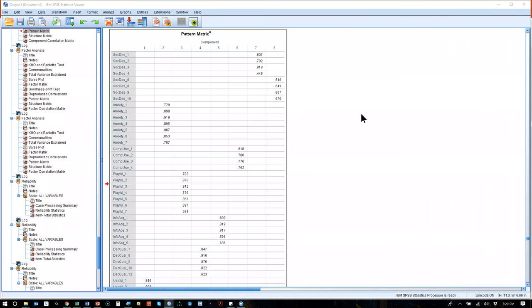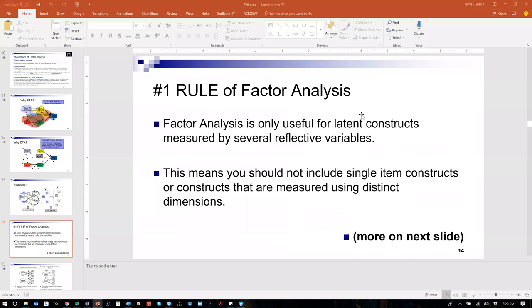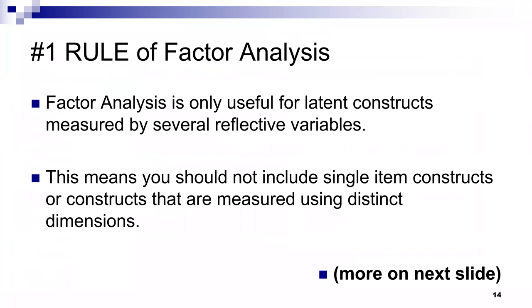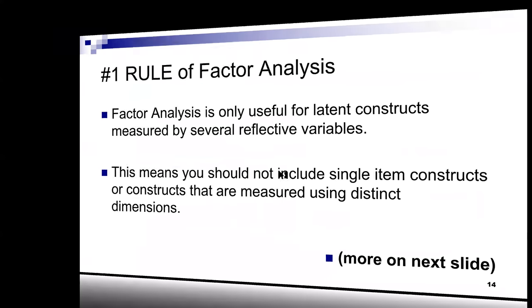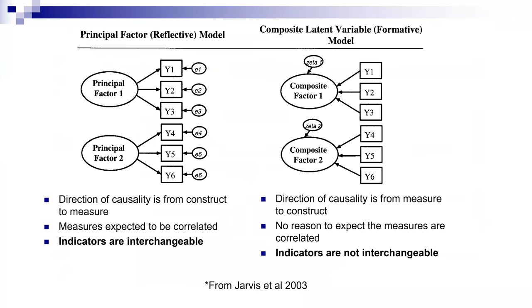Okay, so back to here. We want latent factors that are reflective, and also multi-indicator factors, not single-item factors. So let's review what reflective versus formative actually means. Reflective factors are ones where the indicators are interchangeable. They mean roughly the same thing. Most of our items we saw there are all reflective.